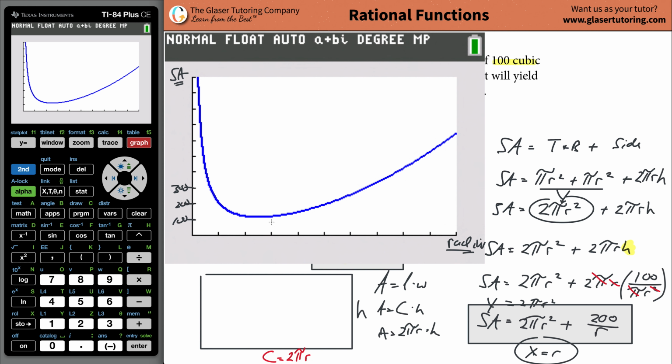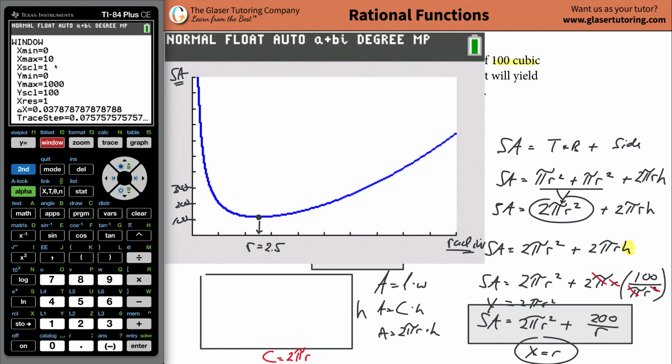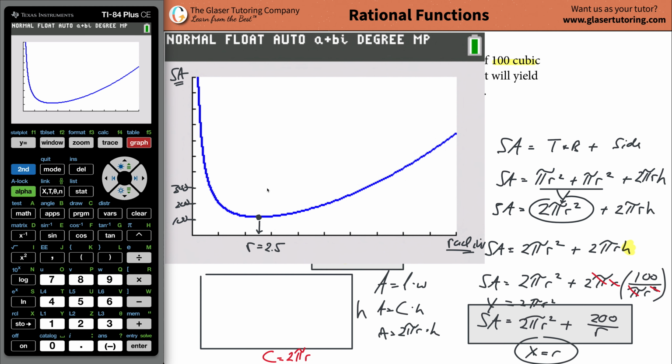Now, what does that mean in terms of the radius? This is the minimum point. The radius here looks like it's going to be somewhere in the vicinity of maybe 2.5. Remember, I went up by 1 unit on the radius, to a maximum of 10. If you wanted to check again, hit your window, and you'll see those figures for x and y. So now you can estimate it. I don't know if you need it exact, but we can actually find it exactly with the calculator.